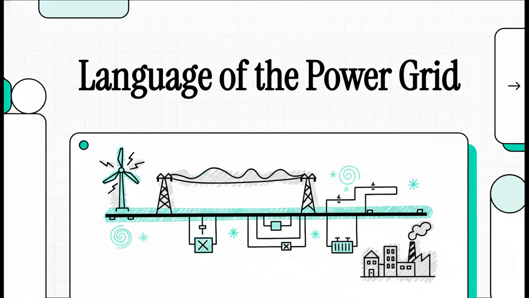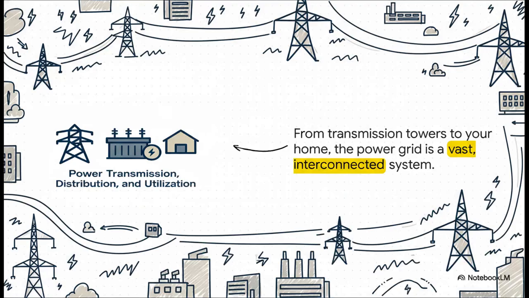Today, we're going to decode the secret language that engineers use to manage the electrical grid. You know, the one that powers our entire world? We see bits and pieces of the power grid all the time, right? Those massive transmission towers on the highway, local distribution centers, and of course the outlets in our homes. All these things connect into this just gigantic, sprawling network.